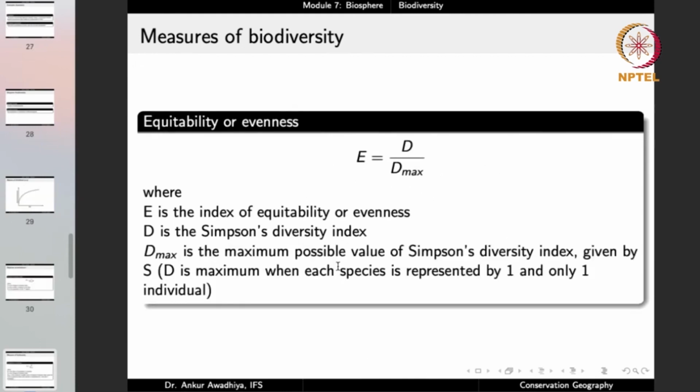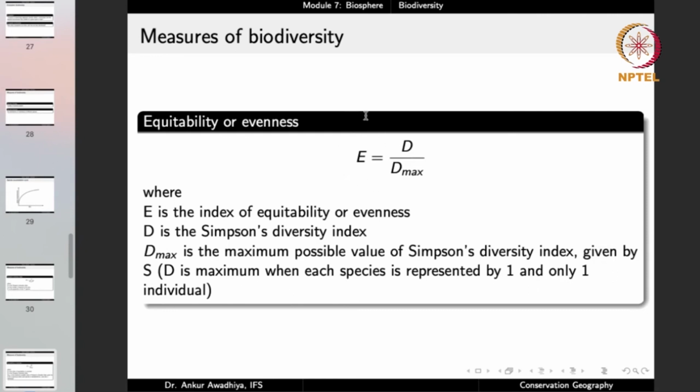To understand this, we make use of the evenness values or the equitability values. E is given as D divided by D max. So D is your Simpson's diversity index. The maximum value of D is written in the denominator. So D max is the maximum possible value of Simpson's diversity index, given by S. So D max occurs when each species is represented by the same number of individuals. That is, the proportion of each species is the same.